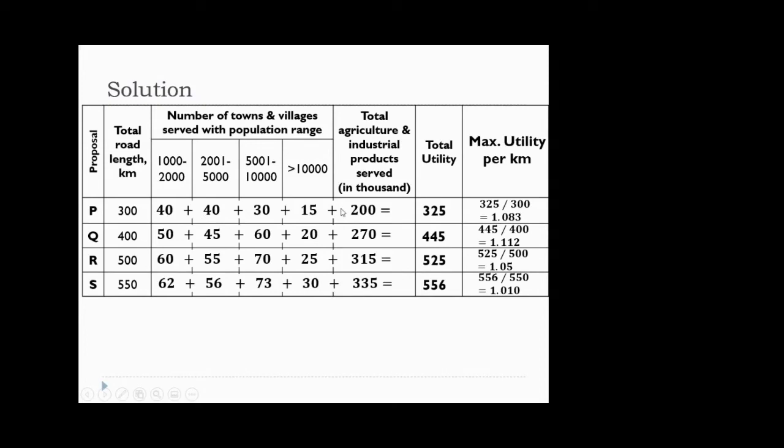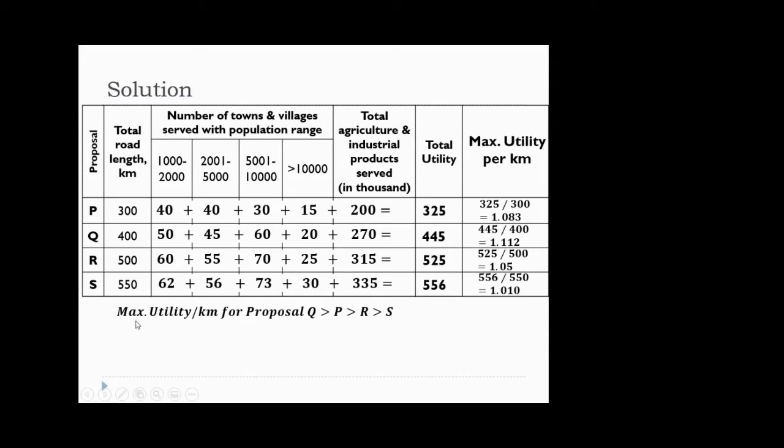As you can see, for proposal P, its maximum utility per kilometer is coming out to be 1.083. For Q, 1.112. For R, 1.05. S, 1.01. Now what do we mean by this term, maximum utility per kilometer? You get a comparison of how much the utility of the road will be from the user's point of view for each kilometer of road built in that proposal. So if I have to compare, the greater maximum utility per kilometer is for proposal Q, at 1.112. Then you have proposal P, then R, and the least utility is for S.